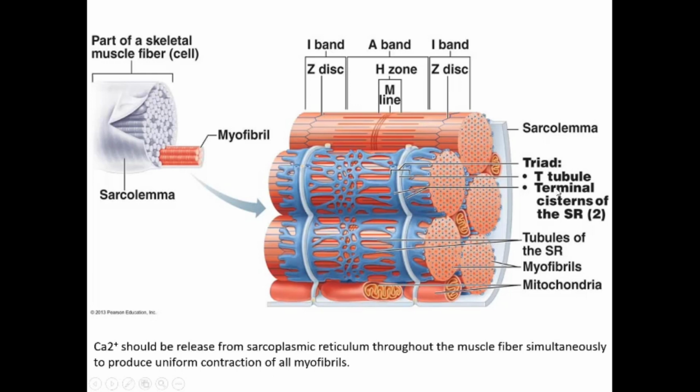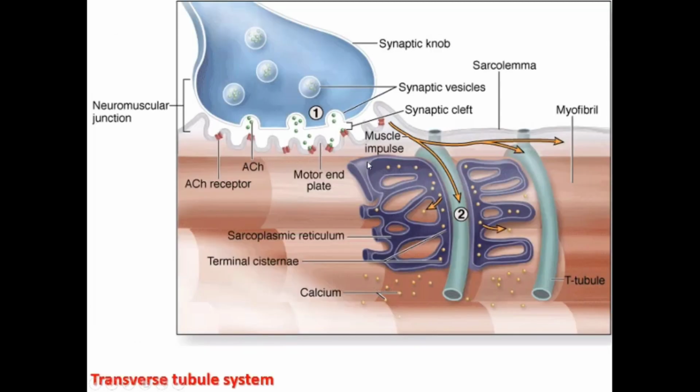This structure is called the transverse tubules or T tubules. You can see here, when the action potential is started at the sarcolemma by a neurotransmitter from a motor neuron, the action potential through these transverse tubules reaches the sarcoplasmic reticulum and releases the calcium from this organelle. These tubules are called the transverse tubule system or T tubules.